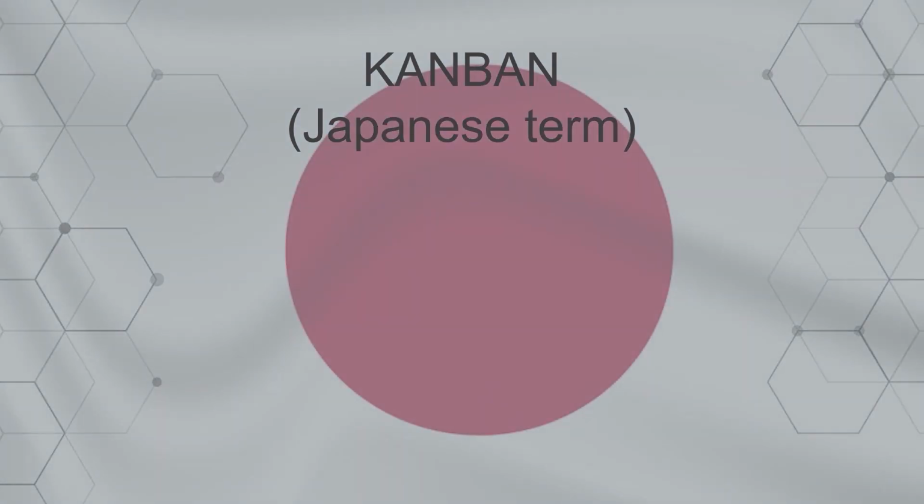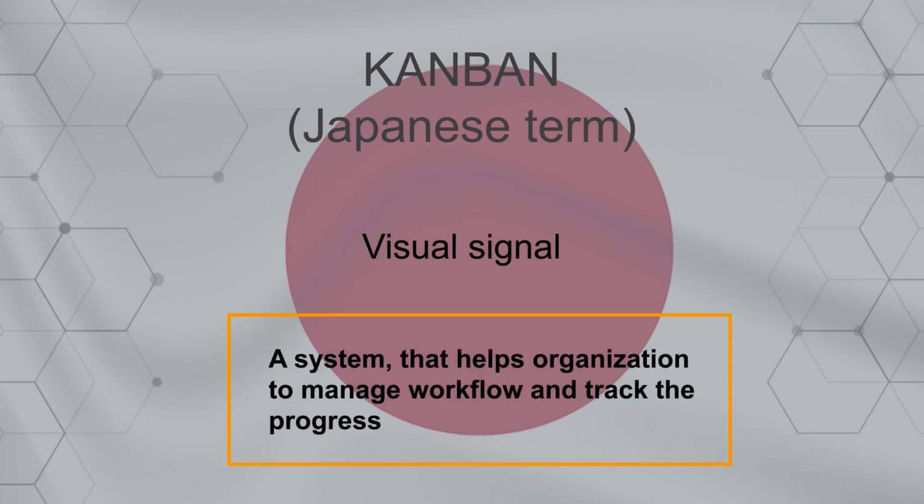So, what is Kanban and how is it linked to project management? Kanban is a Japanese term that translates into visual signal and is used to describe a system that can help organizations manage flow of work and track progress.